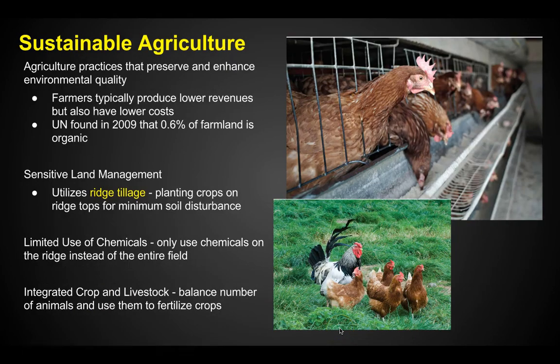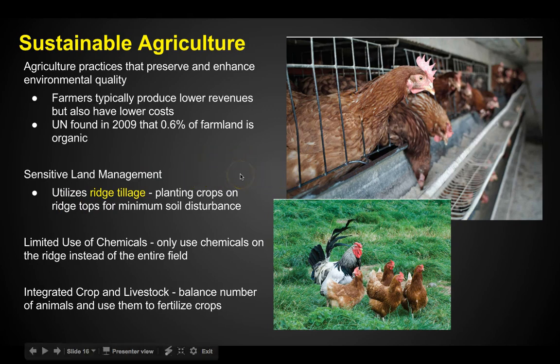Sustainable agriculture: agricultural practices that preserve and enhance environmental quality. Farmers typically produce low revenues, but they have lower costs. The United Nations found that in 2009, 0.6% of farmland is organic. So not a lot. They utilize sensitive land management, where you have ridge tillage. It's where you plant crops on ridges for minimum soil disturbance. Now, it's not like a huge hill ridge. It's like this big. Every row has a little ridge like this.